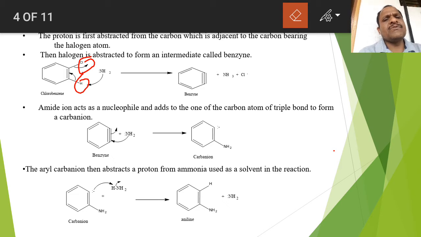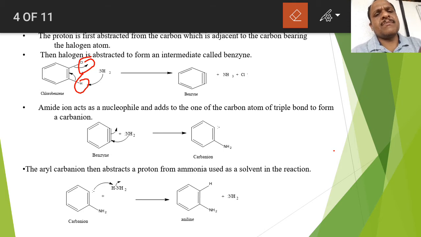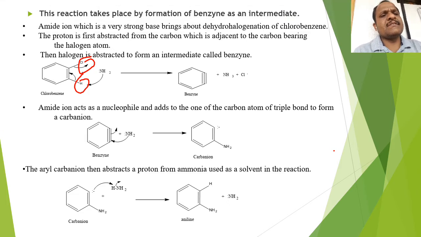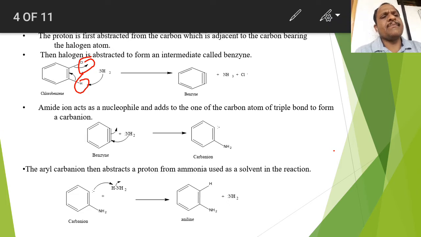Okay, so the NH2 minus, that is the amide group, will attack the hydrogen atom which is ortho to the halogen. When that NH2 minus abstracts the hydrogen, there is a movement of electrons in such a way that a carbon carbon triple bond forms over the benzene ring. That compound is called benzyne.